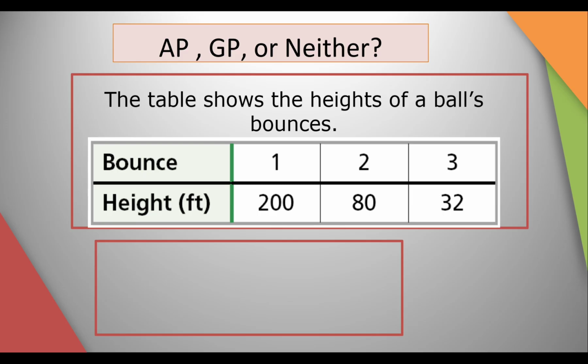And the last one for this set. The table below shows the heights of a ball's bounces. So the first row will give us the first bounce, the second bounce, and the third bounce, while the second row would give us the height in feet. And we have, for the first bounce, 200 feet. For the second bounce, that is 80 feet. And for the third bounce, we have 32. Would this be an AP, a GP, or neither?